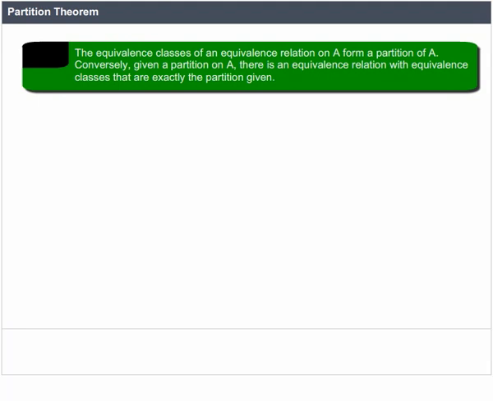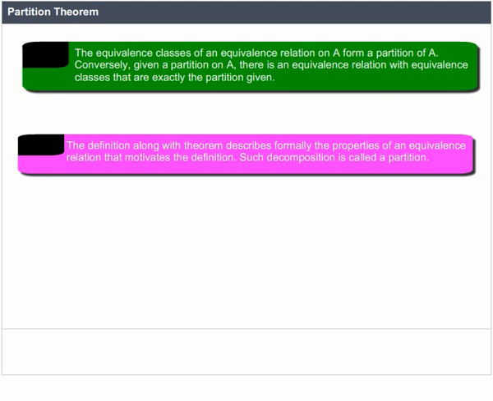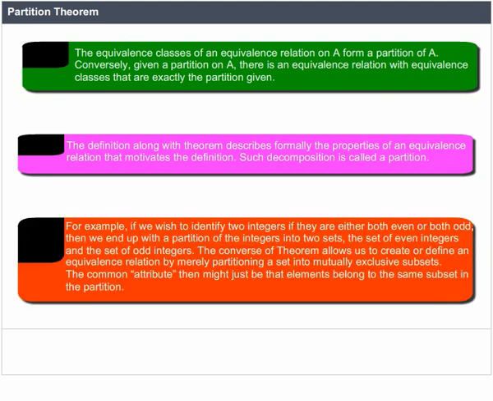The definition along with the theorem describes formally the properties of an equivalence relation that motivates the definition. Such decomposition is called a partition. For example, if we wish to identify two integers if they are either both even or both odd, then we end up with the partition of the integers into two sets, the set of even integers and the set of odd integers. The converse of the theorem allows us to create or define an equivalence relation by merely partitioning a set into mutually exclusive subsets.